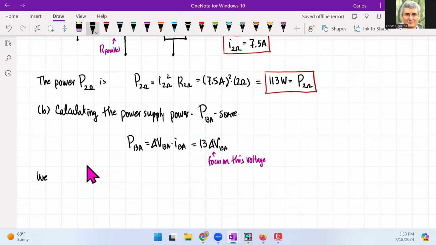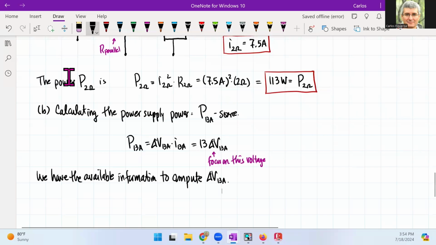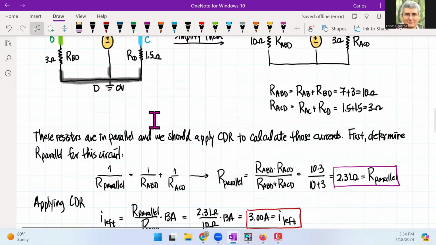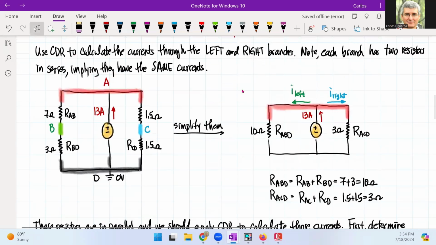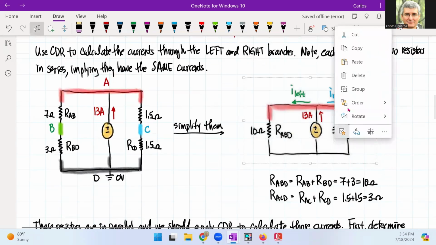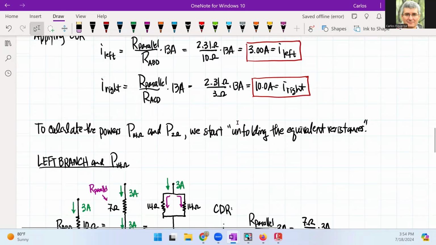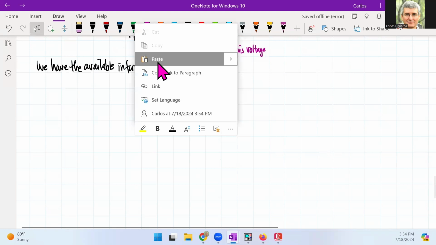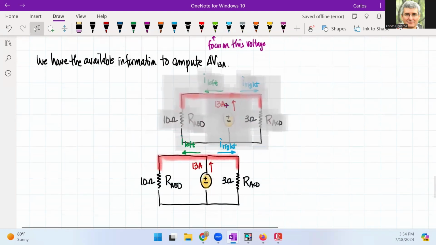We have the available information to compute the voltage of this 13 amp source. So I'm going to come up here and I need to get the circuit. I'm going to say that this is the circuit that we want, because we made some calculations already. And this is what the calculations showed.